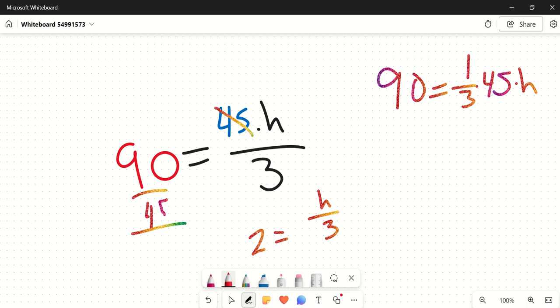I need to undo the 3, so I'm going to do what? Multiply by 3. That cancels out. 2 times 3 is what, ladies and gentlemen? Height equals 6. That was her way. Okay? Now, let me show you the other way, and now you guys are going to be like, her way was easier. It's being divided by 3, right? What do I need to do first?